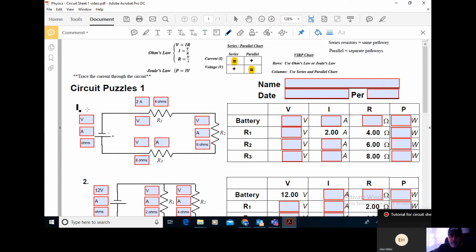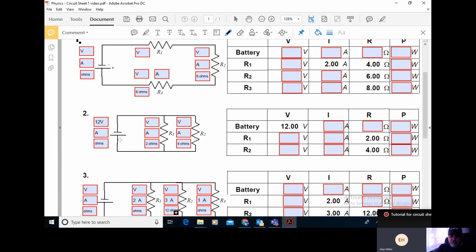Number two, if we do that first step, we can see the current goes this way, and now it's going to split. Since the current splits into two separate pathways, these two resistors are in parallel with each other. And the two currents add up together to the total current coming back to the battery again.